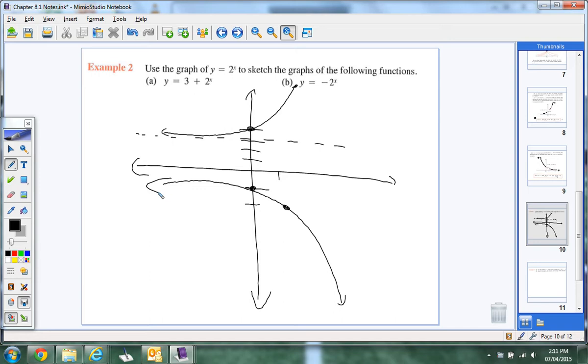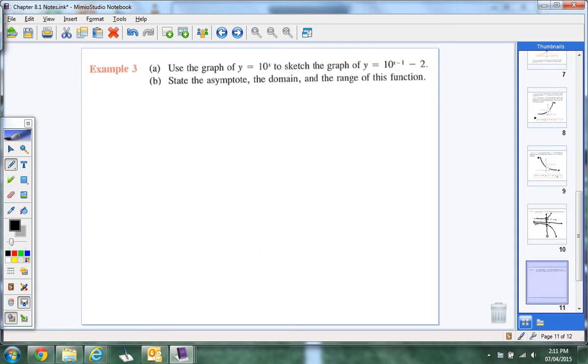All right. Just got a couple more here. All right. So for 3, use a graph of y equals 10 to the x to sketch the graph of y equals 10 to the x minus 1, minus 2. So we want to figure out, we're going to look at 10 to the x, and we're going to look at 10 to the x minus 1, minus 2. And we want to look at how those relate in terms of the graphs here.